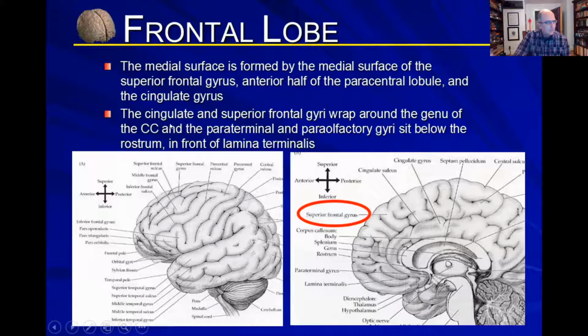Just to remind you, the cingulate and the superior frontal gyri wrap around the genu of the corpus callosum, and the periterminal and olfactory gyri sit below the rostrum of the corpus callosum in front of the lamina terminalis. As you read about surgical approaches into the 3rd ventricular space, there's a well-described approach that goes through that lamina terminalis.